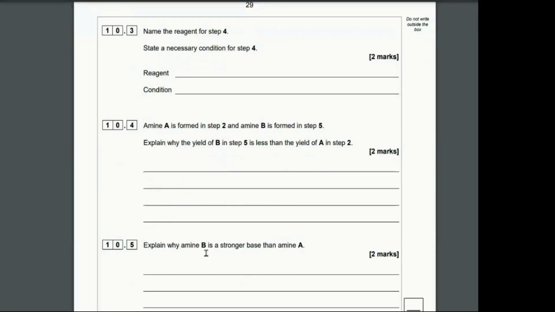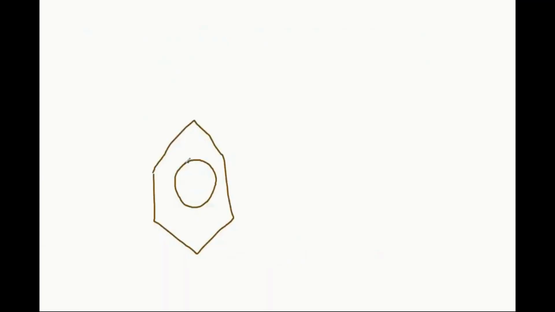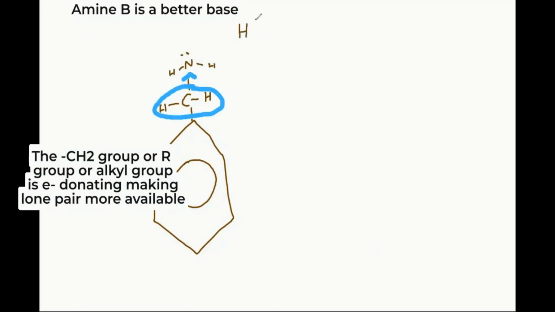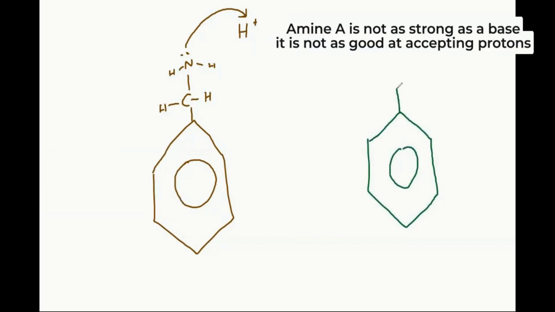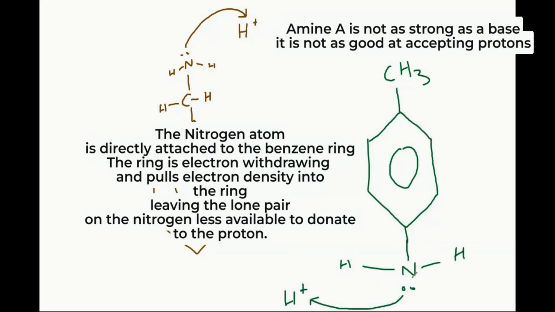Okay, 10.5. Explain why amine B is a stronger base than amine A. So what we're looking at here, we have amine B, and this is the better base. Now what happens is it has a CH2 group or an alkyl group that is donating an electron pair, making the lone pair more available. Whereas when we look at amine A, which is not as strong a base, it's got this methyl group here, but the nitrogen is directly attached to the ring. And what happens here is the lone pair on the nitrogen, which it would normally like to donate to the hydrogen, is less available because this arrow shows it's being drawn into the delocalized ring.